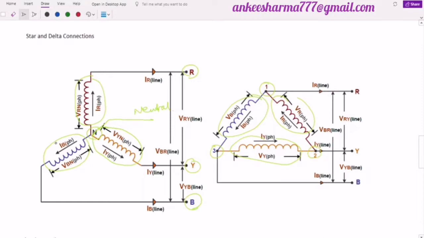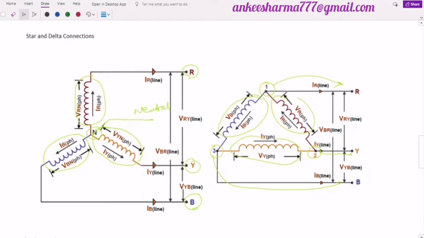Now over here, this 1 terminal is called the red one, 3 terminal is called the blue one, and 2 terminal is called the yellow terminal. And according to that, we are going to calculate the voltages and the currents across these terminals, red, yellow, and the blue. Right? So this is the basic idea of the star and the delta connections.